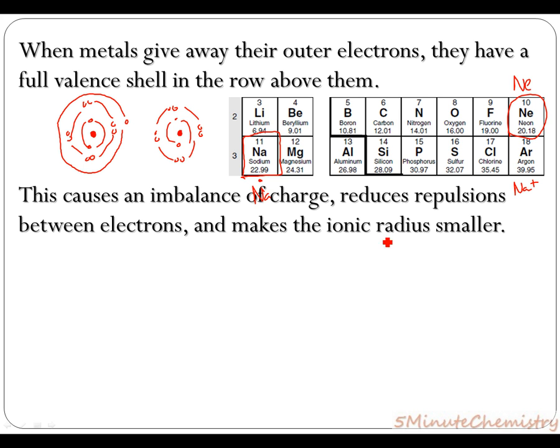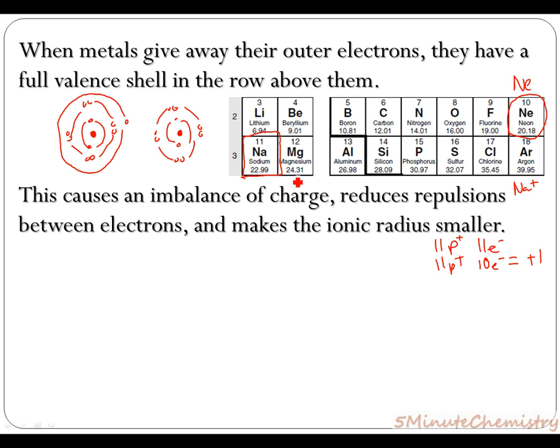So another thing that we see here is we get an imbalance of charge. This happens because with our sodium, before, remember, we had 11 protons, we had 11 electrons. Now I have the same number of protons, but I lost one of my electrons, so now I only have 10 electrons, which means I have a positive charge. It's a +1 charge. So I have an imbalance of charge based on that.